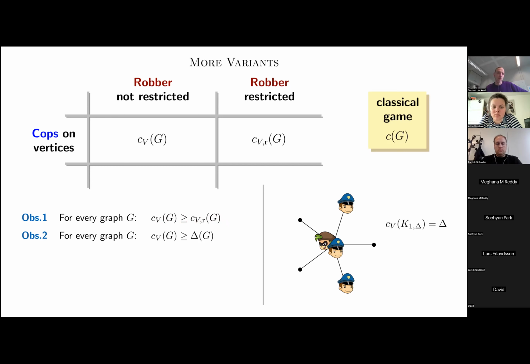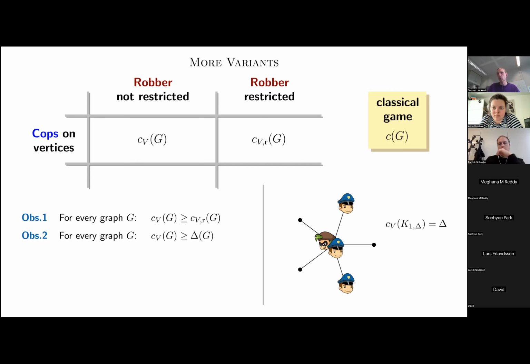Okay, that's easy. The other thing is in the unrestricted variant, there's an easy lower bound, namely delta of G, which is the maximum degree of the graph. So the maximum number of neighbors a vertex can have. Because in the unrestricted variant, it would be a feasible strategy for the robber to just start on a vertex of maximum degree and never move. In order to be surrounded, all its delta of G neighbors should be occupied by cops.